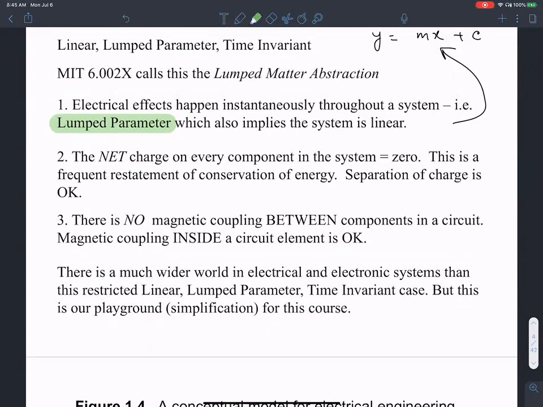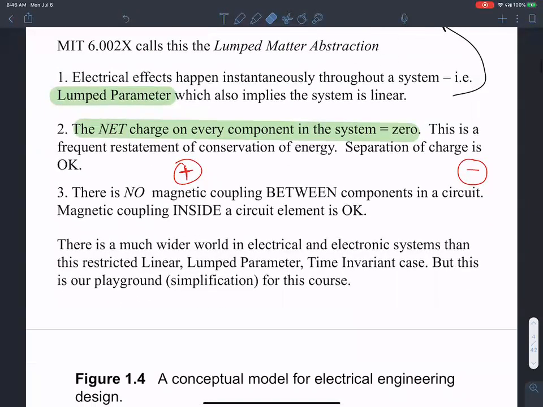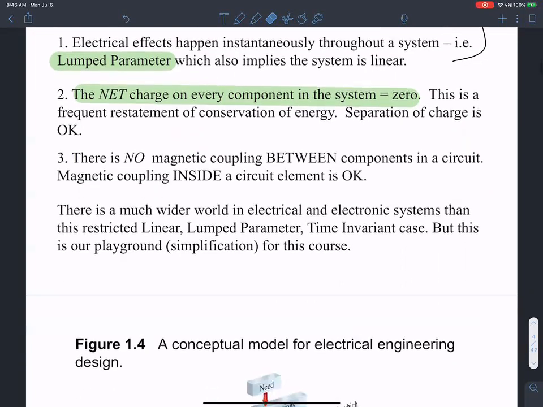The third assumption is that the net charge on every component in a system is zero. Meaning that this domain obeys the law of conservation of energy. Charge cannot be created. Separation of charges is okay. If there is some positive charge somewhere, there is an equivalent negative charge somewhere else. That's possible, but a new charge cannot be created without an equivalent amount of opposite polarity charge somewhere else. So the net charge in the system is zero.